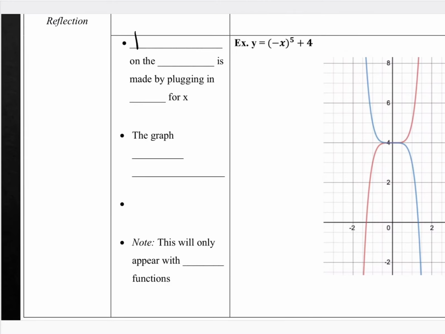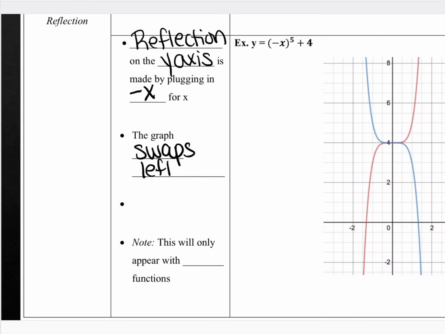So a reflection on the y-axis is made by plugging in, instead of x, we're going to plug in negative x wherever we see an x. So the graph basically swaps left and right values. We can see it here on our graph.